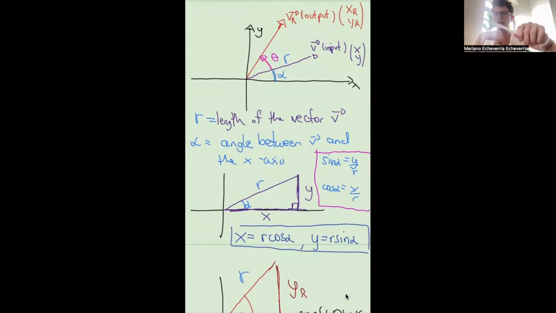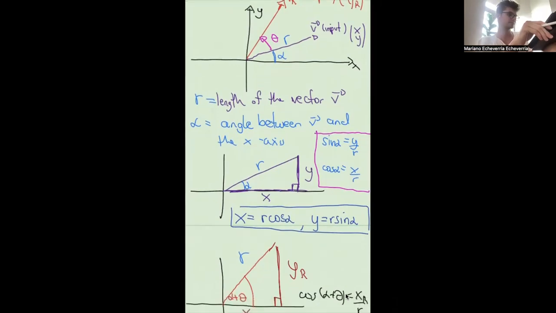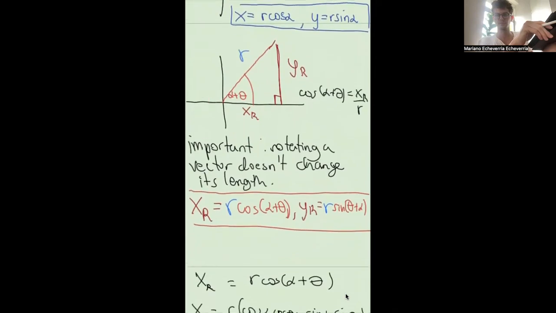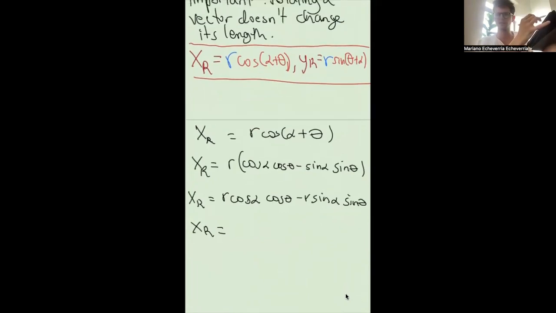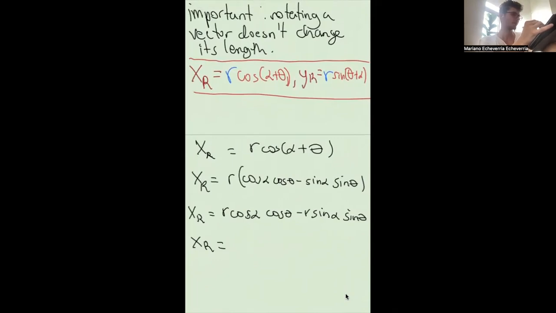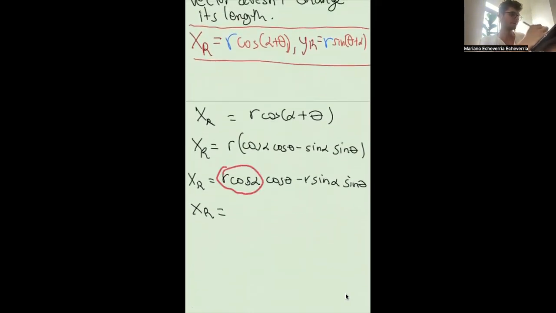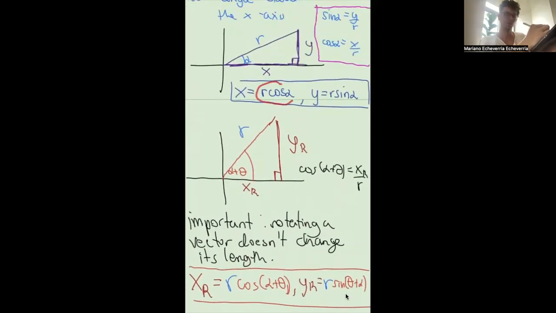If this vector is making an angle of 10 degrees, and then you rotate it by 20 degrees, the new vector is making an angle of 30 degrees with respect to the x-axis. Is that making sense? Now, when you see r cosine of alpha, where did we write r cosine of alpha before? It's here, right? So r cosine of alpha is x.